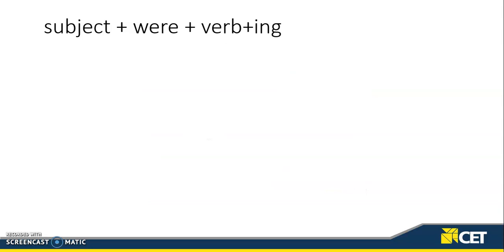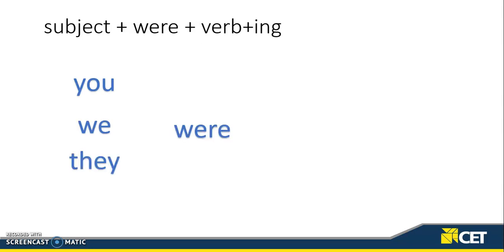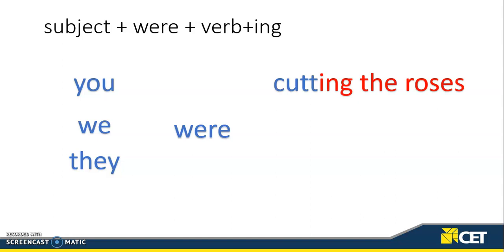And sometimes we use the verb to be were. For example, you, we, they were cutting the roses, cooking, calling. You were cutting the roses, we were cooking, they were calling.